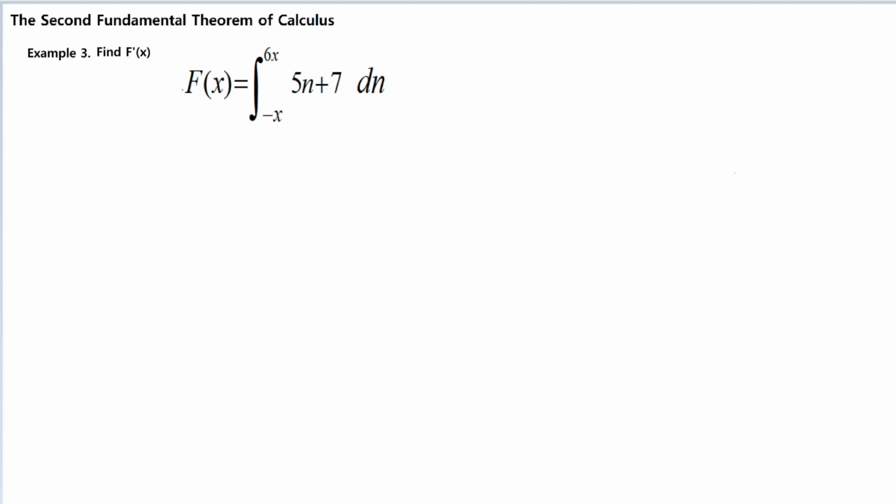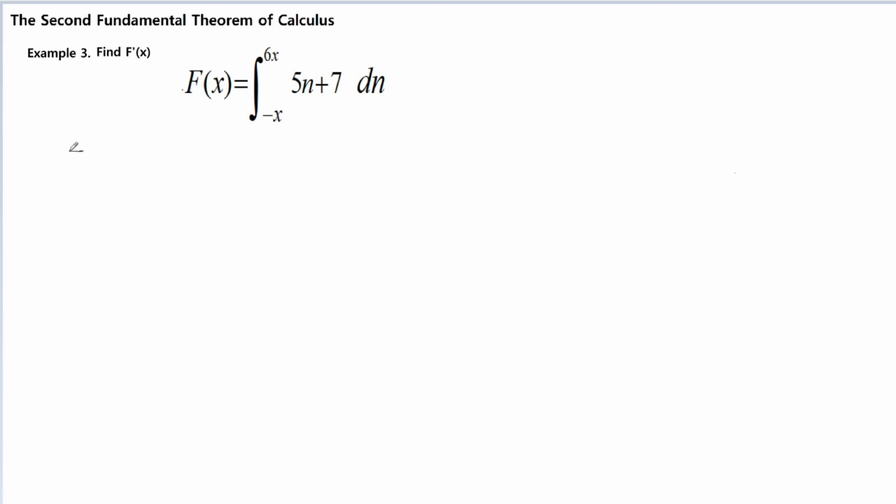Okay, so let's look at the last example. Now you have the integral from negative x to positive 6x of 5n plus 7 dn. So this time you're still taking the derivative of a definite integral, but as you can see, the lower limit is not a constant. So in order to apply the second fundamental theorem of calculus, we have to change the definite integral so we have a lower limit as a constant.